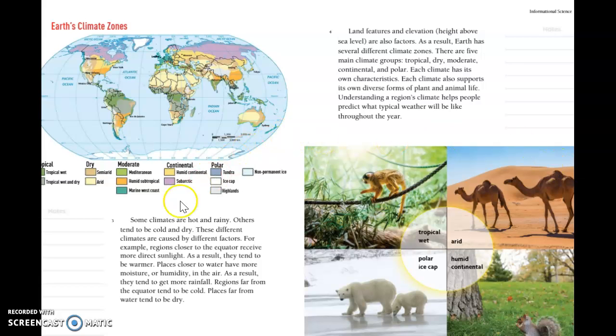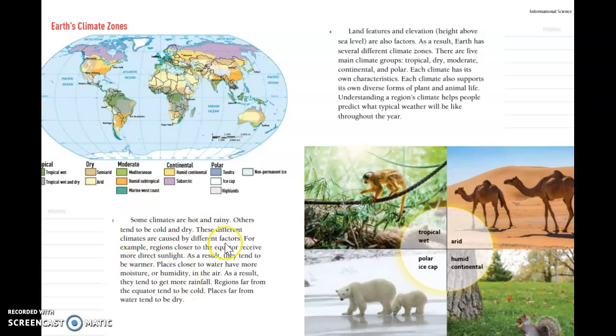So let's do some reading in paragraph 3, and let's see if we can find out anything about cause and effect. Paragraph 3 starts off with, some climates are hot and rainy, others tend to be cold and dry. These different climates are caused by different factors. Ooh, our word cause is even in our text. For example, regions closer to the equator receive more direct sunlight. The equator, if you didn't already know, is this line right here in the middle of the map.